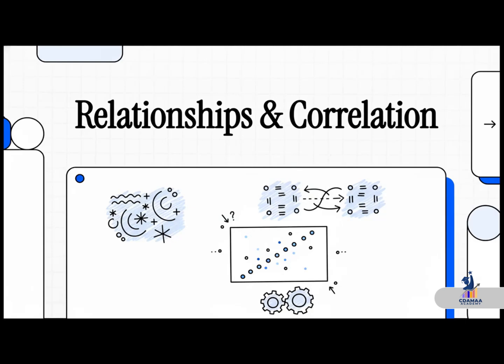So, in our last session, we got really good at describing one thing at a time. But what happens when we want to know if two things are connected? How do we find those hidden patterns between them? Okay, let's get into it.